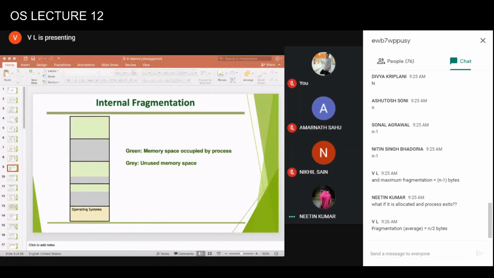Ma'am, if a process exits, then the whole block is empty. Then in that case, can't we consider that the fragmentation size is n bytes total? No, if the whole block is empty, then this area can be allocated to another process. So this is not a fragmented area. This is free space. It's shown here as unused memory space. I've not shown these as fragmented space. In fact, I should have used a different color for fragmented space. That's what I realized, but right now I couldn't change it. So I'll change it in the slides that I will give you and add one more row here. Okay, ma'am. Thank you.